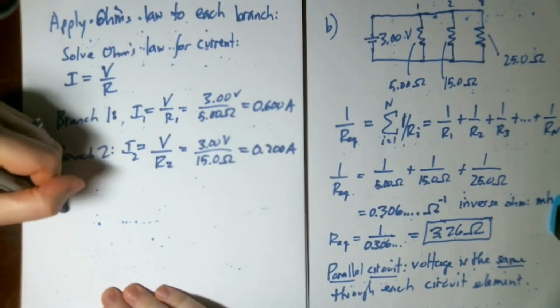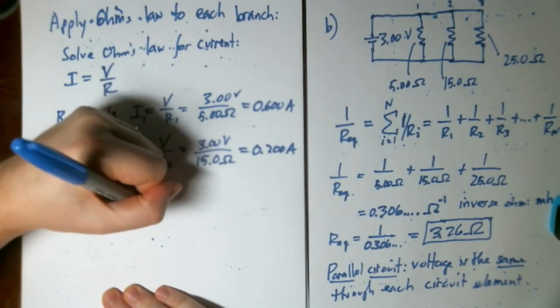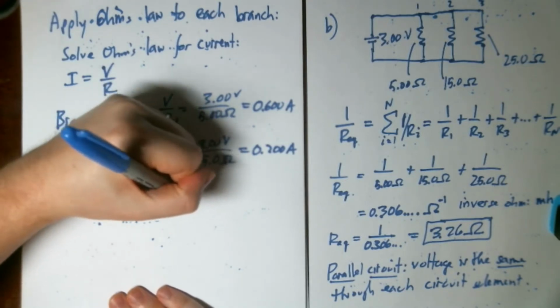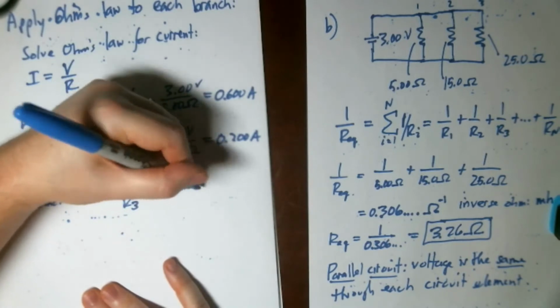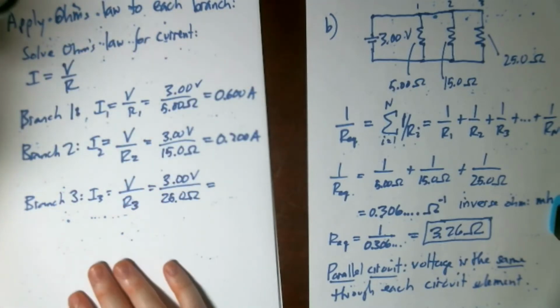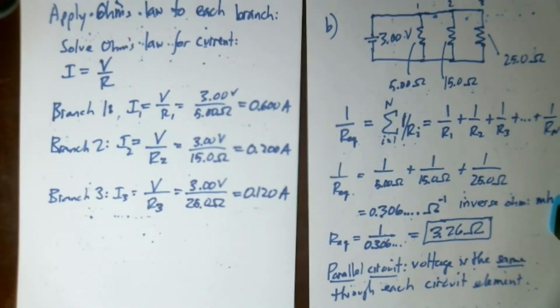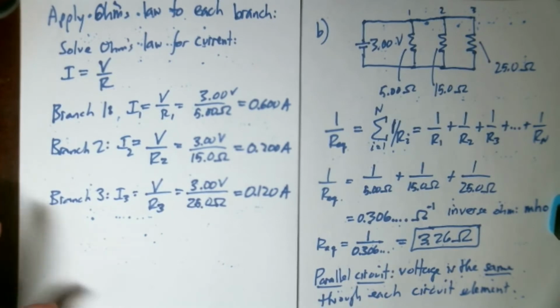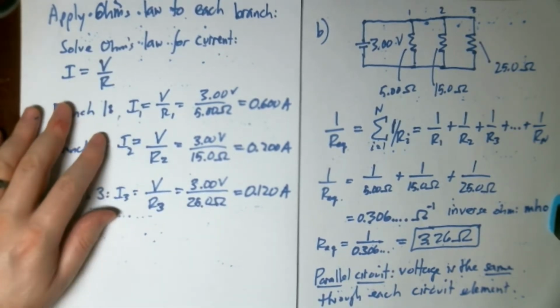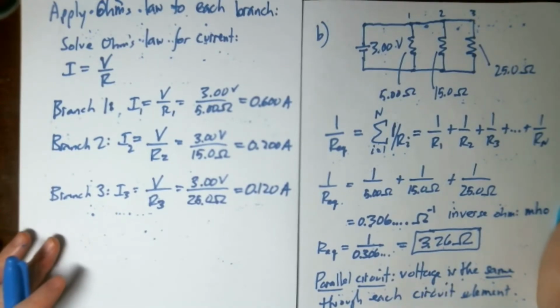And finally, in branch 3, the current is going to be our voltage over the resistance of the resistor in branch 3, which is going to be 3 volts divided by 25 ohms, which is 0.120 amps. So we can see that each of the branches, because they have the same voltage, necessarily have different currents that are inversely proportional to their resistances. Lower the resistance, the higher the current in that particular branch of the circuit. So that's number 1. Okay, number 2.